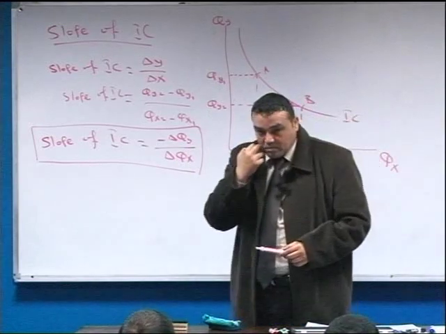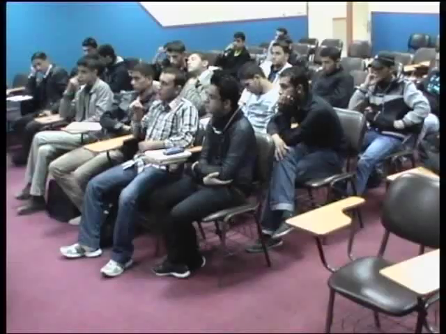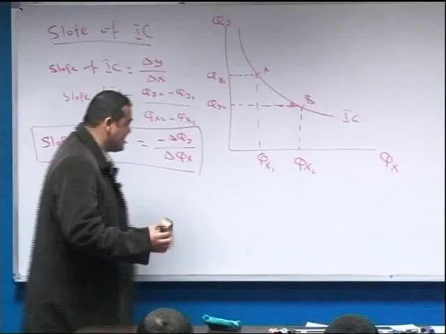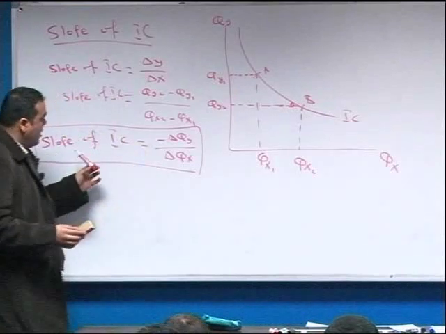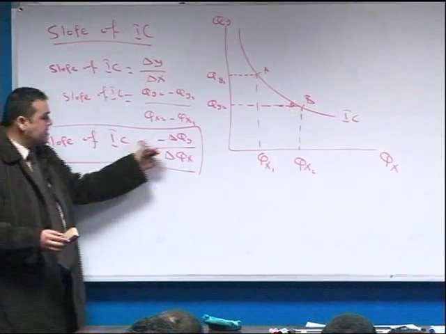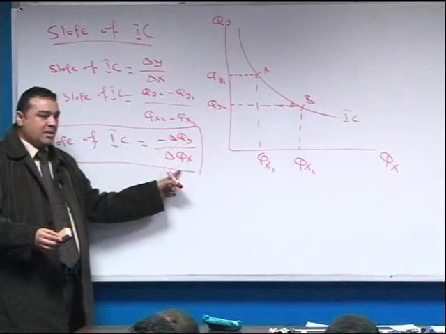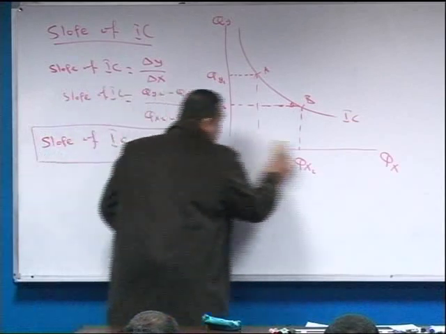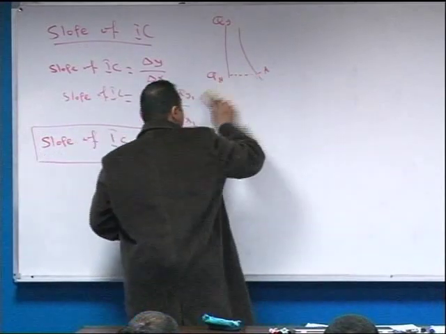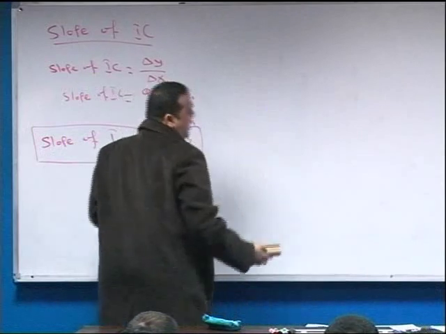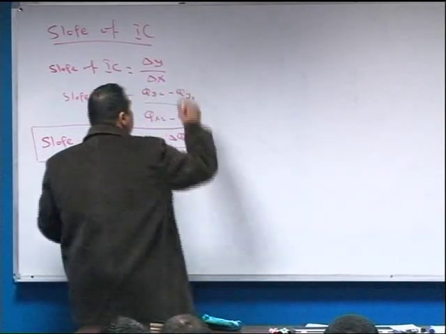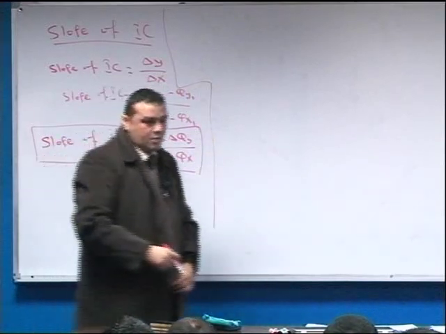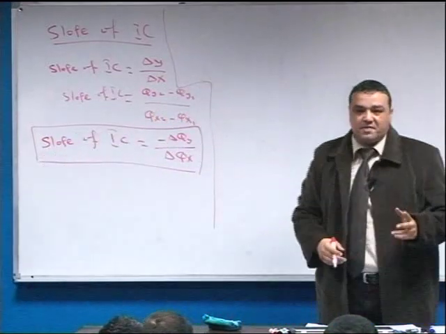Equals delta Bx minus delta Bx over delta By. We are coming to this point. So, the slope of the indifference curve is delta QY over delta QX, and it's always negative. We have another way to calculate the slope of the indifference curve.